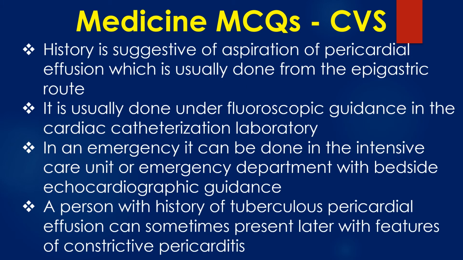History is suggestive of aspiration of pericardial effusion, which is usually done from the epigastric route. It is usually done under fluoroscopic guidance in the cardiac catheterization laboratory. In an emergency, it can be done in the intensive care unit or emergency department with bedside echocardiographic guidance. A person with history of tuberculous pericardial effusion can sometimes present later with features of constrictive pericarditis.